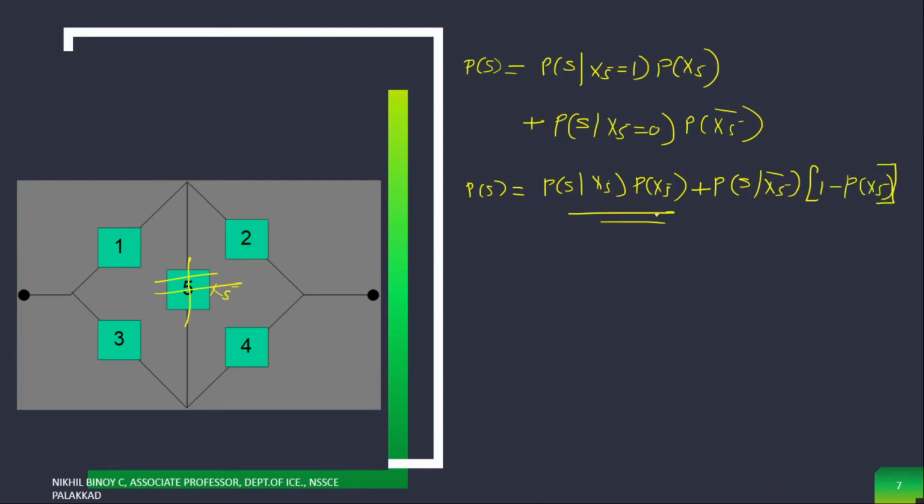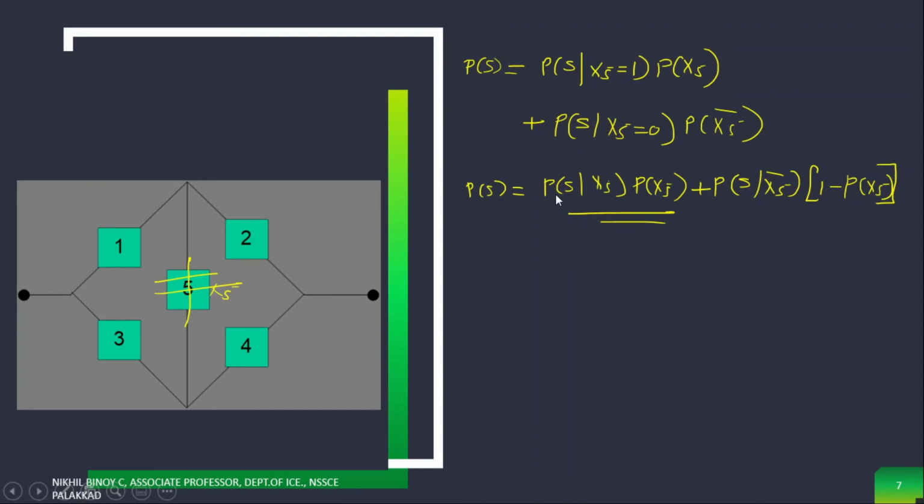So this is the second method. What we are doing? First, we assume that the bridge element is closed, meaning it survived, and we find the system reliability. Then we assume that this one has failed, and we find the system reliability. That is, the system reliability if this one survived, and the system reliability if S5 is failed. Now, using these two, we find the probability of survival of the system.